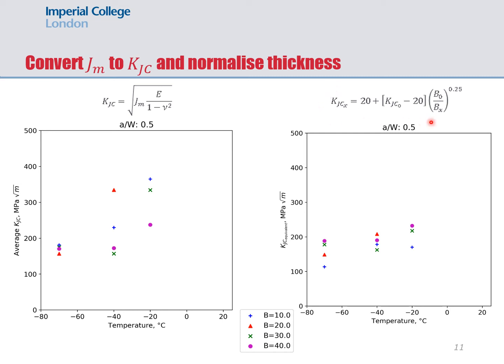Luckily, Wallin derived an equation which allows you to modify your KJC value to a standard specimen thickness. In this case, we've chosen a thickness of 1 inch. So if we apply that conversion to our test data, what you can see is that the scatter is reduced quite significantly, and now the relationship between test temperature and KJC becomes much more clear. And you can see that as the test temperature decreases, the fracture toughness also decreases.